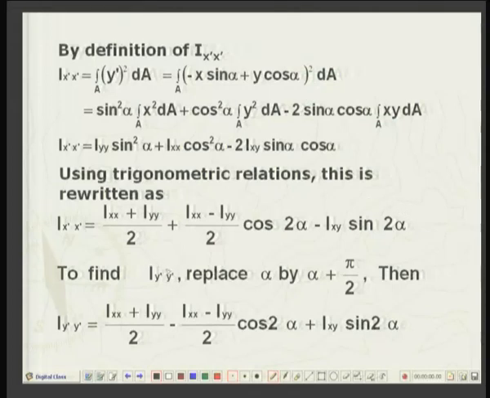I could do the same analysis, the same procedure, for Iy dash y dash, that is the second moment of area about the x dash axis in the new coordinate system.